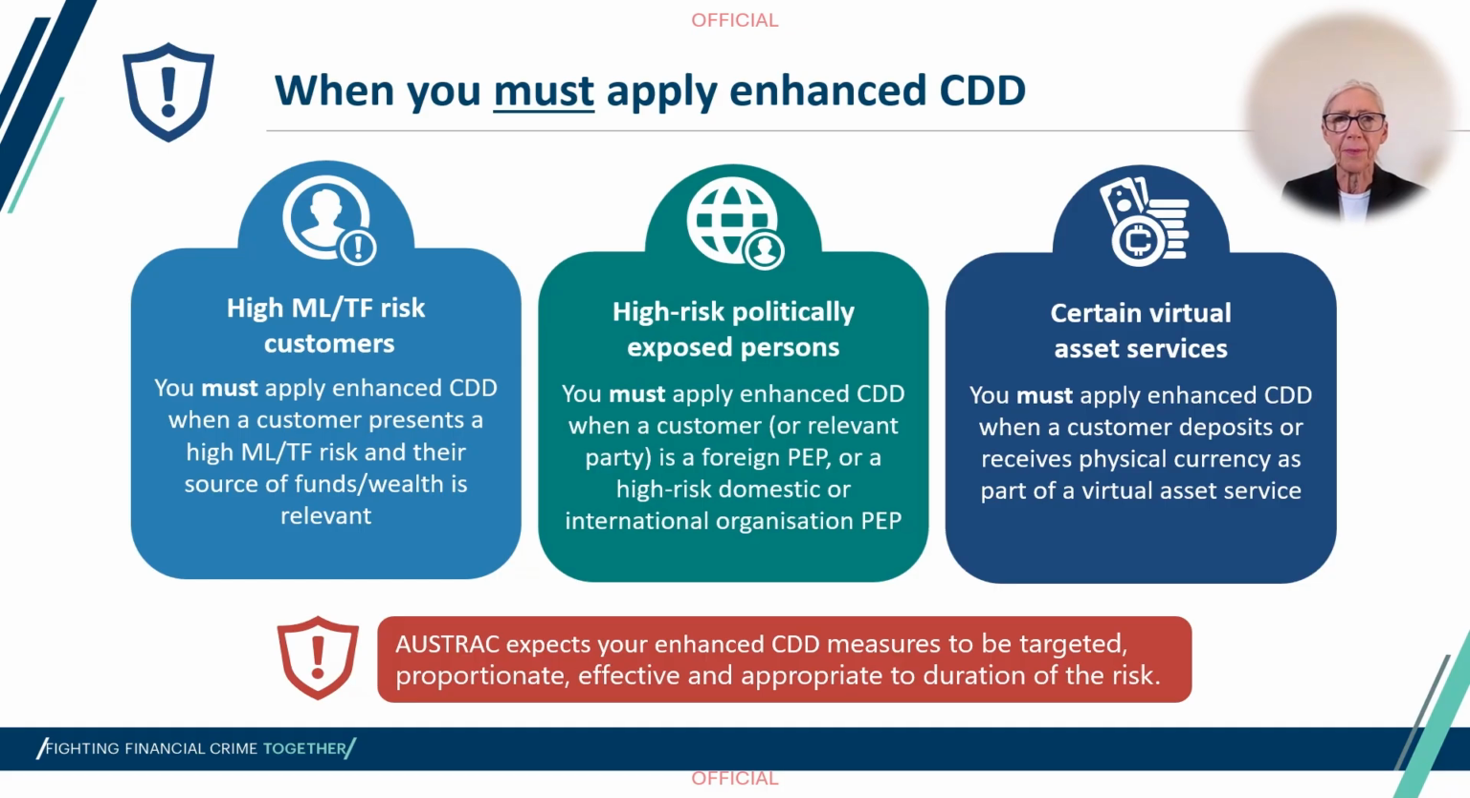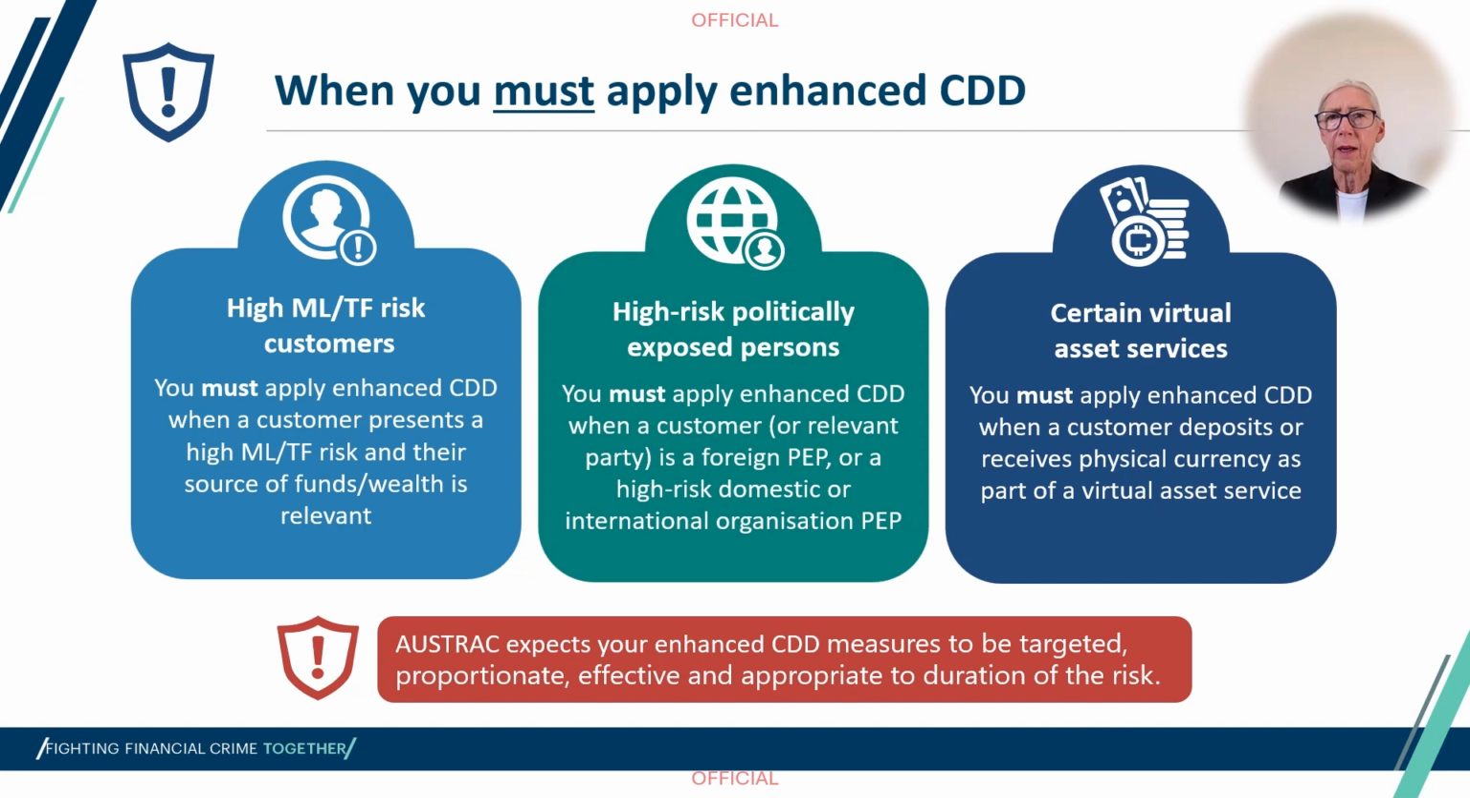The second circumstance is when you establish on reasonable grounds that the customer or other relevant party is a foreign PEP or a high-risk domestic or international organisation PEP. When you identify any of these PEPs, you must establish on reasonable grounds information about their source of funds and source of wealth to understand whether their financial position is credible and whether the risk can be managed.